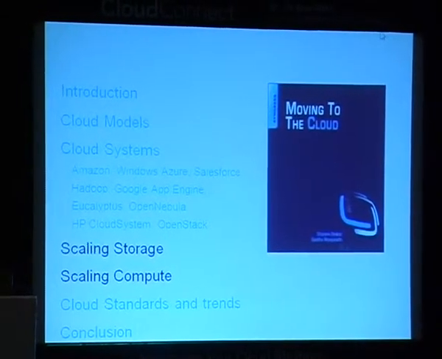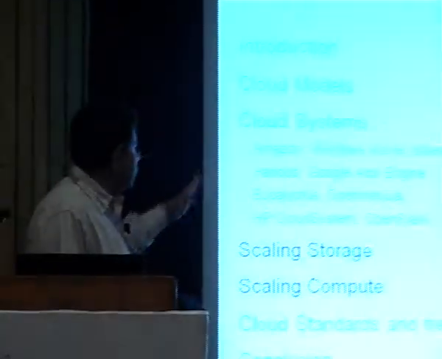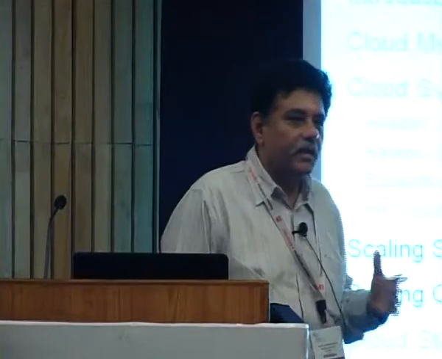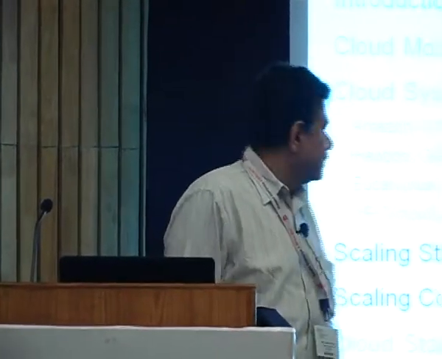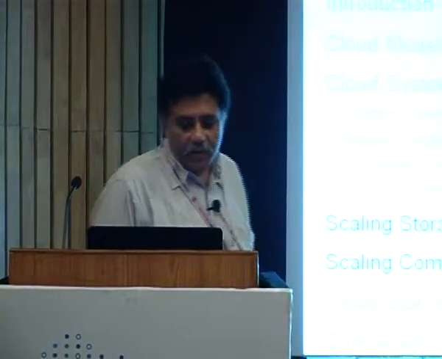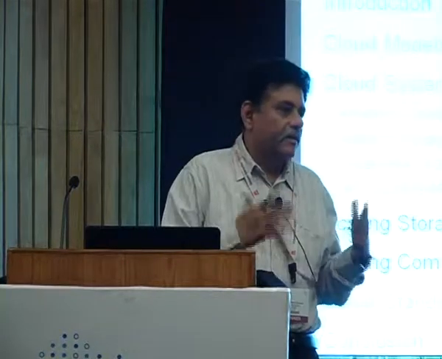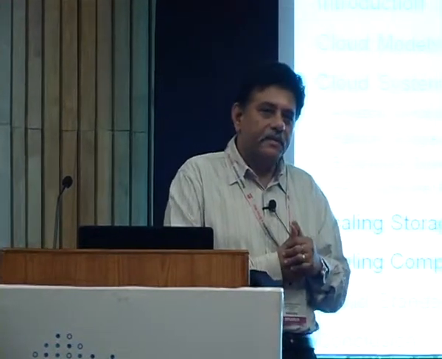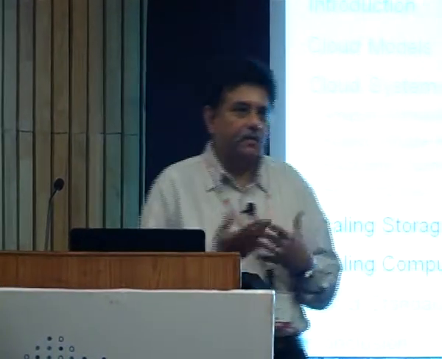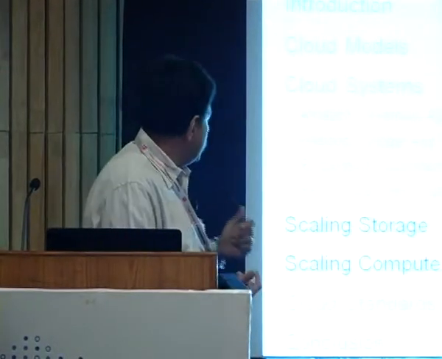This book is a developer-oriented book, and the first part of it is about cloud systems, the APIs for using cloud systems like Amazon, Azure, HP Cloud System, and some open source ones like Eucalyptus and OpenNebula. The first part is how you write programs on those systems, how you get started. The second part is a technical one: how do those systems actually work, how do they scale storage, how do they scale computation.